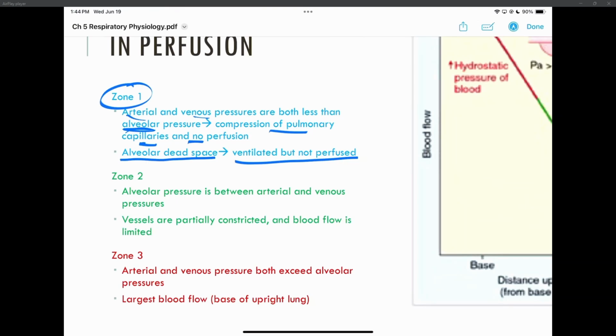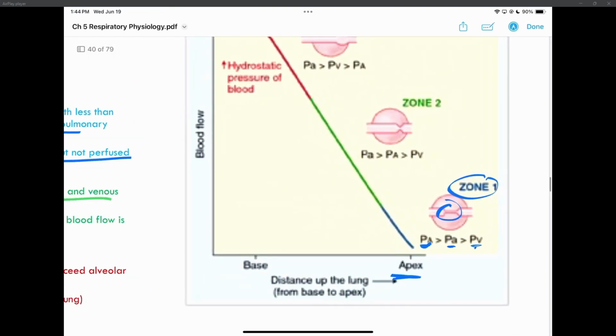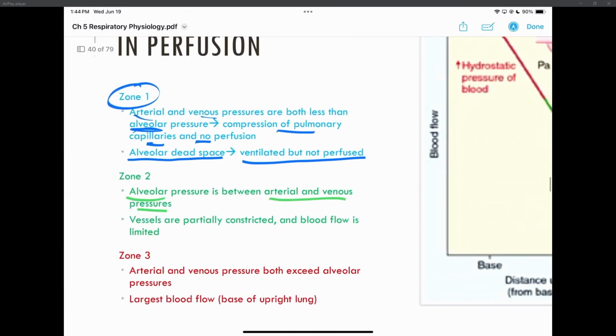Zone 2, the green, is the middle of our lungs. Alveolar pressure is between arterial and venous pressure. You can see here, little a is greater than venous pressure but less than arterial. This is the middle of our lung. Vessels are partially constricted. Blood flow is limited in zone 2.